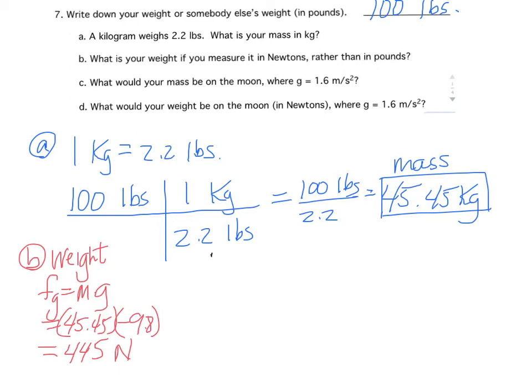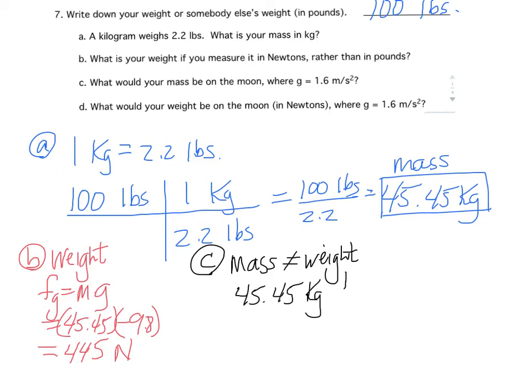Part C says, what would your mass be on the moon, where gravity is 1.6 meters per second squared? I want you to think about that a little bit. Mass is not weight. Mass is just mass, no matter where you are in the universe. So for this particular case, my mass would still be 45 kilograms. That's an exclamation point.